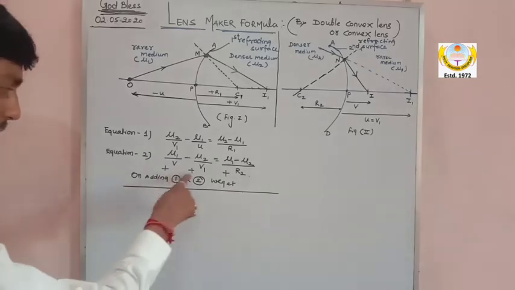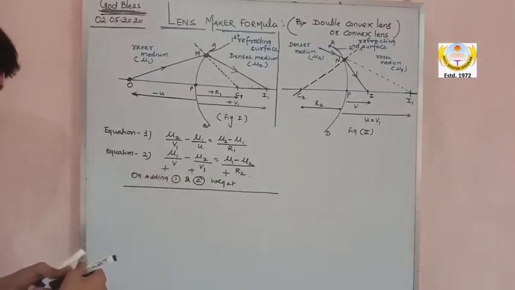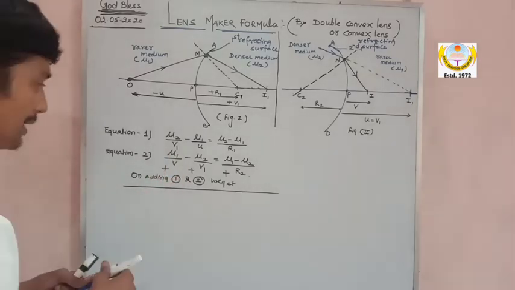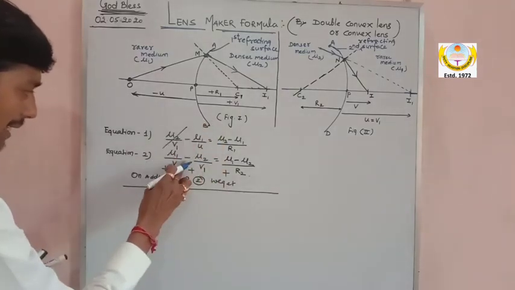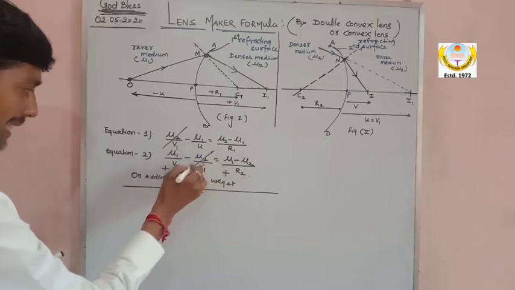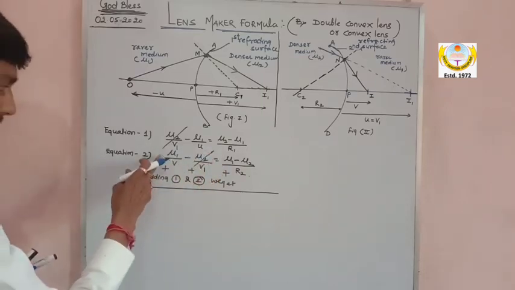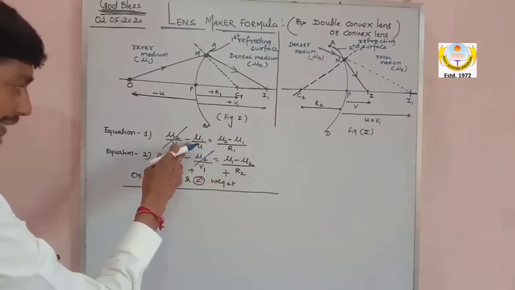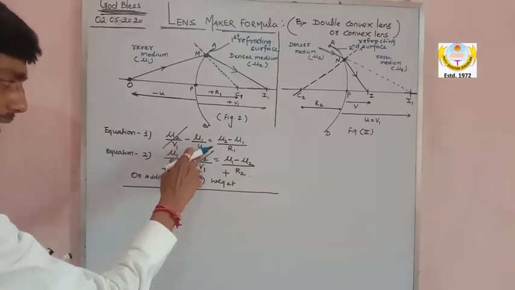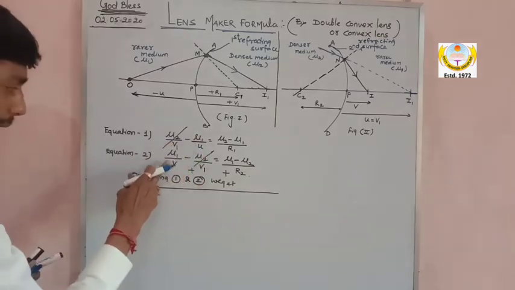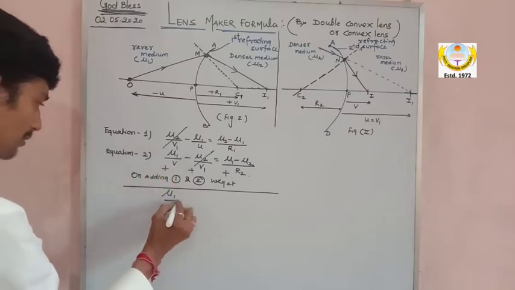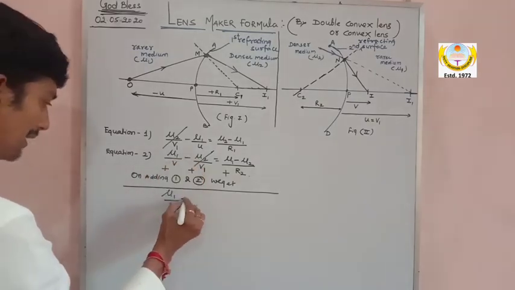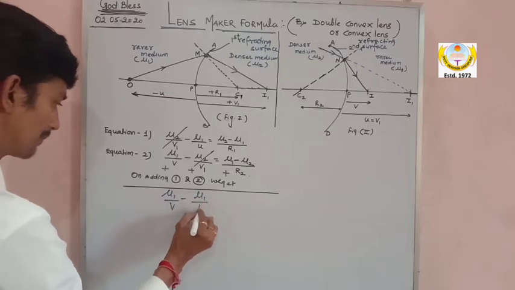Now, my dear, I will add equations 1 and 2. As soon as I add equations 1 and 2, you can see vertically, mu2 by V1 and minus mu2 by V1 will cancel. And then, since I am adding, mu1 by U is in minus, whereas mu1 by V is in plus. So here I will write the plus one first. So this will be mu1 by V minus mu1 by U.